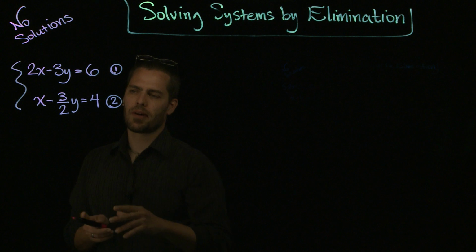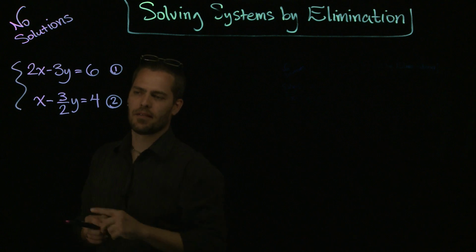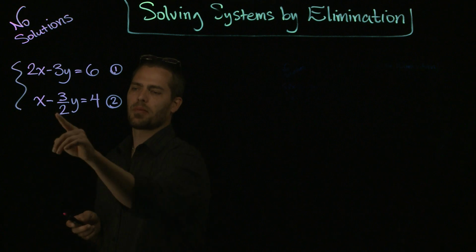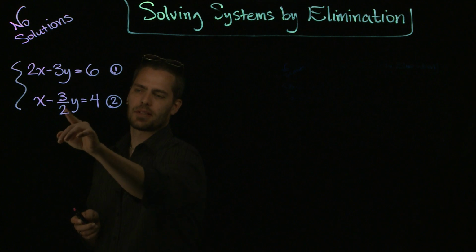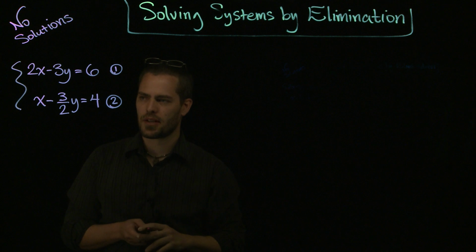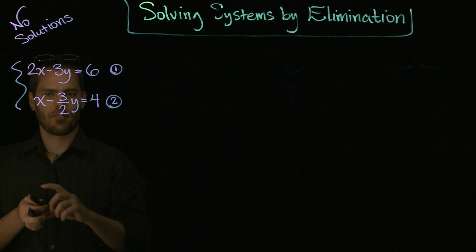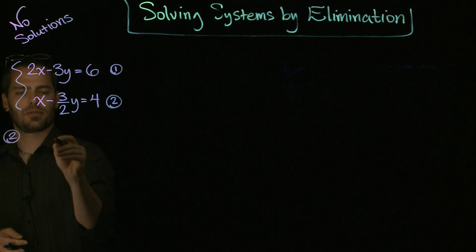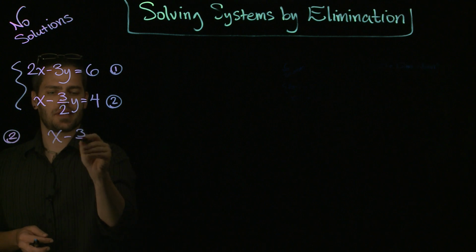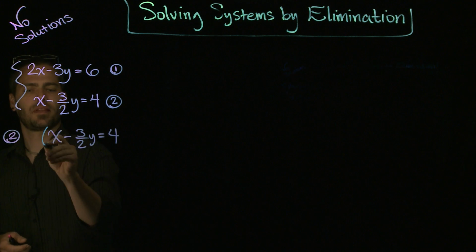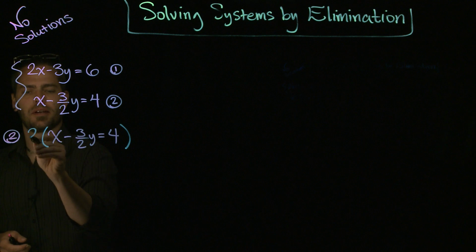So if I want to get rid of this fraction of 3/2, I can simply multiply everything by 2. When I get to multiplying this term by 2, it will cancel with this denominator, leaving me with just negative 3y. So let's take a look at that. Here's my equation number 2. x minus 3/2 y equals 4. I'm going to multiply everything by 2.